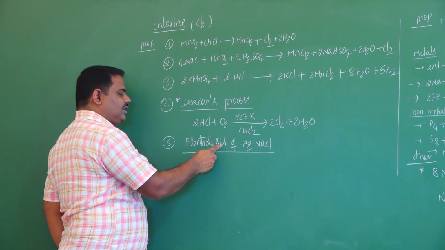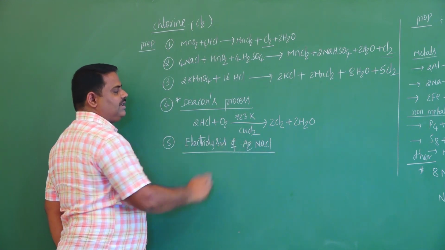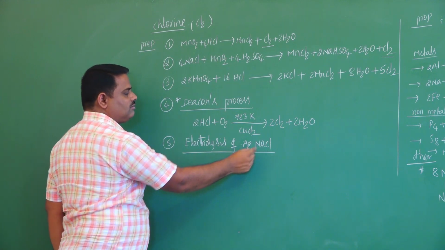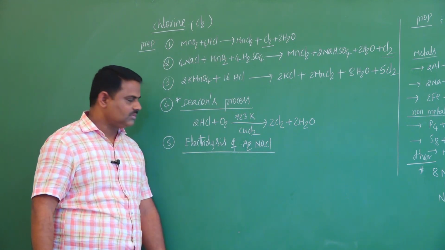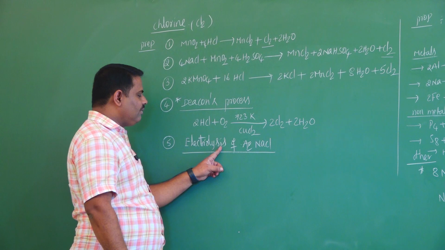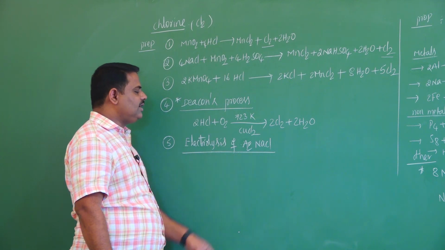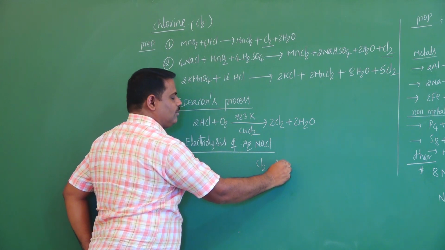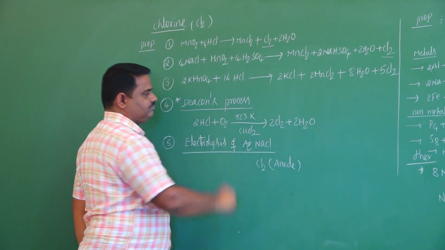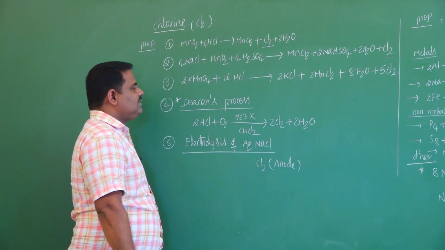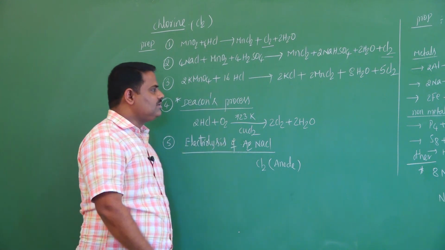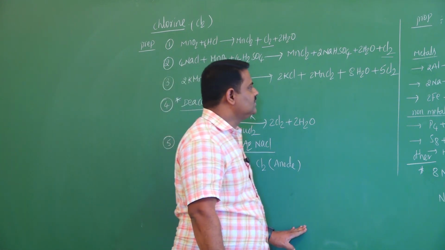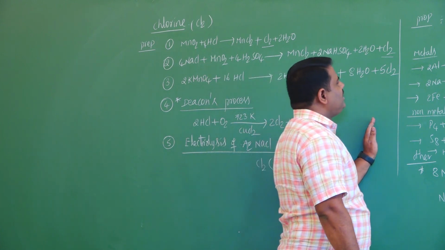So next one, in the electrolysis of aqueous NaCl, the solution is also called brine solution. Electrolysis of aqueous solution of NaCl gives chlorine gas at the anode. Now this is regarding preparations of chlorine. Now move to properties.